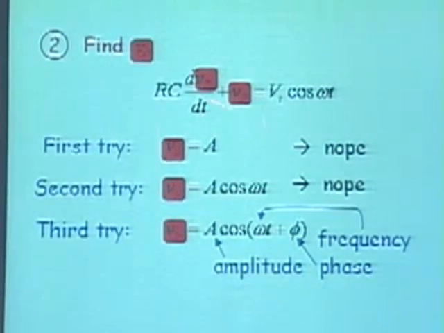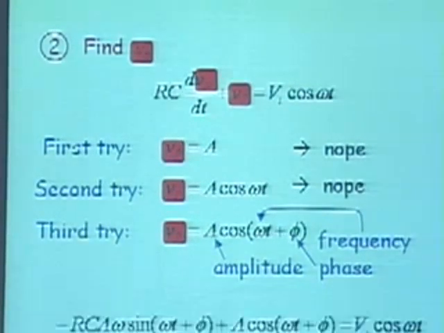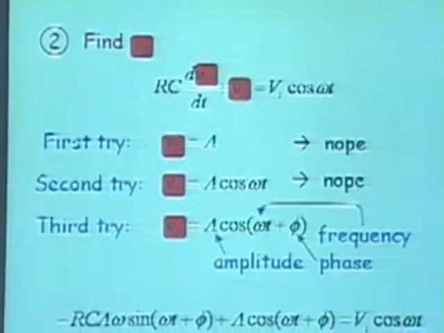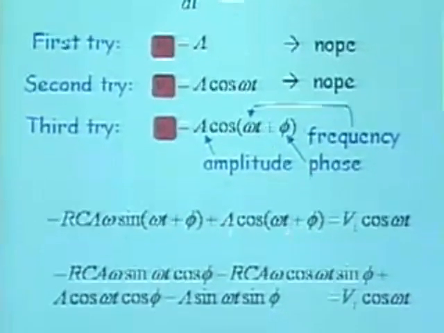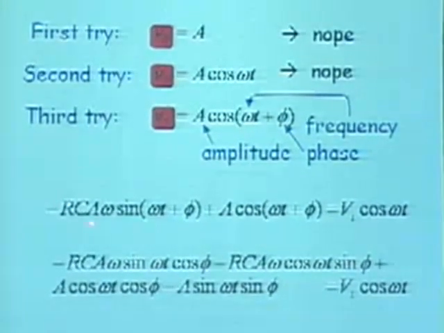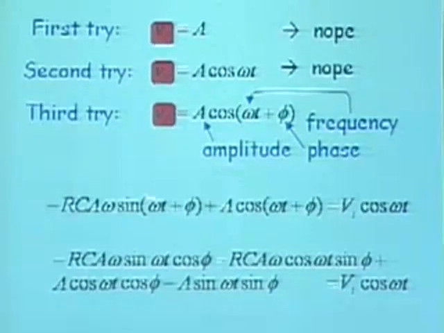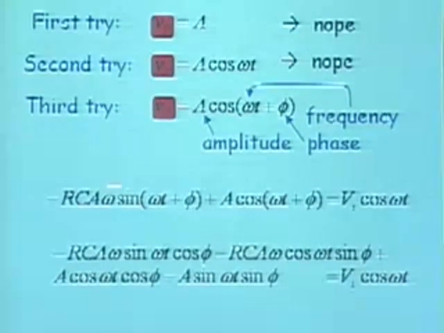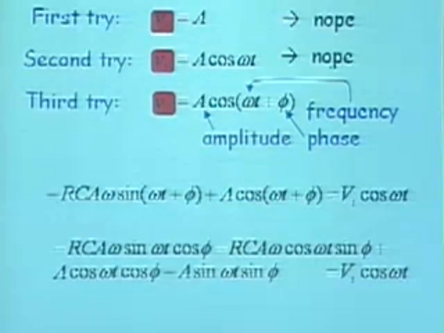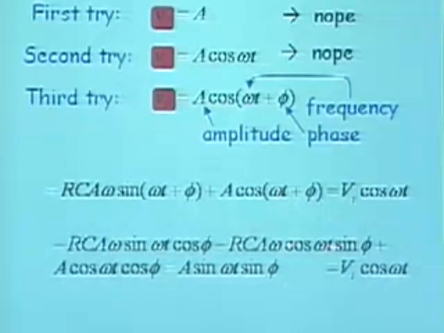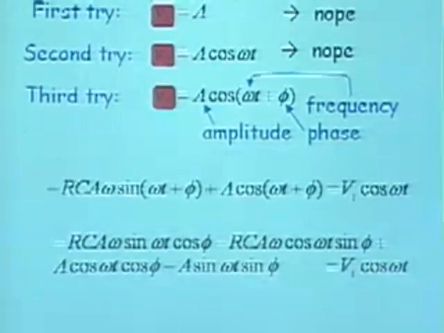Let me plug it in here and go by standard practice. So here's what I get. I plug A cosine omega t plus phi into this equation, and this is what I get. I differentiate it, so I get omega times minus sine omega t plus phi. Then A cosine omega t plus phi equals VI cosine omega t. That might work. That might work.